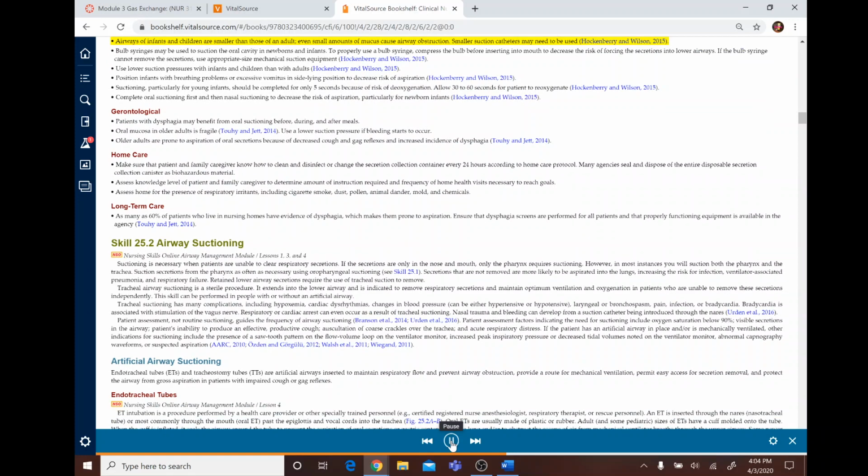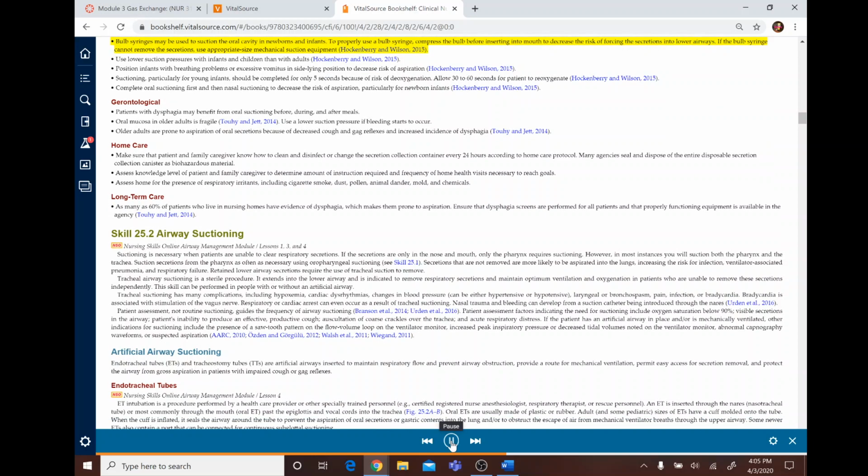Pediatric. Airways of infants and children are smaller than those of an adult. Even small amounts of mucus cause airway obstruction. Smaller suction catheters may need to be used. Hockenberry and Wilson, 2015. Bulb syringes may be used to suction the oral cavity in newborns and infants.